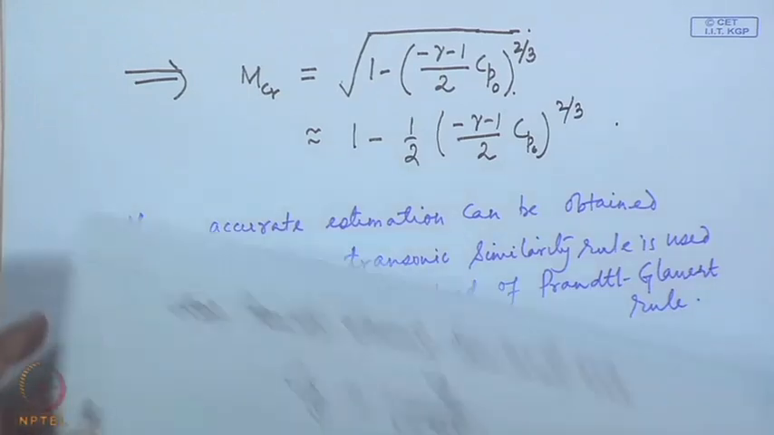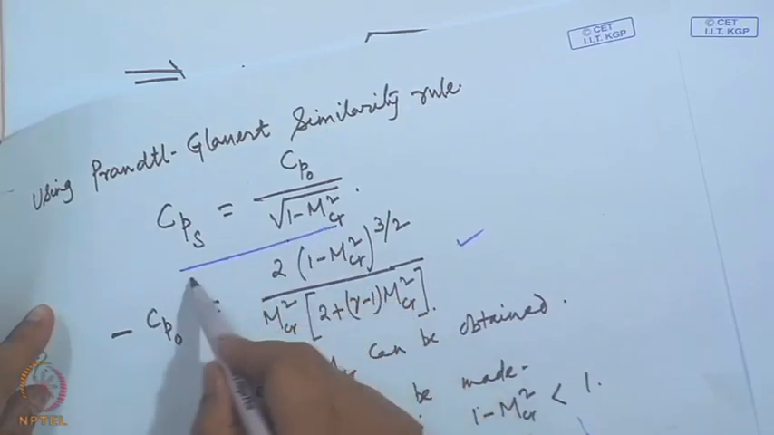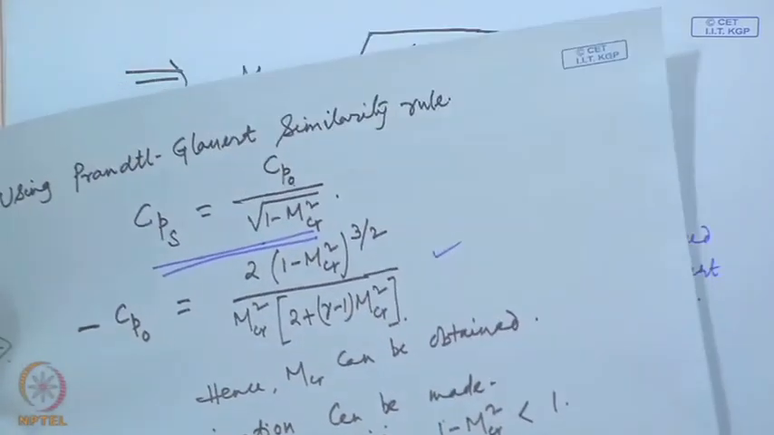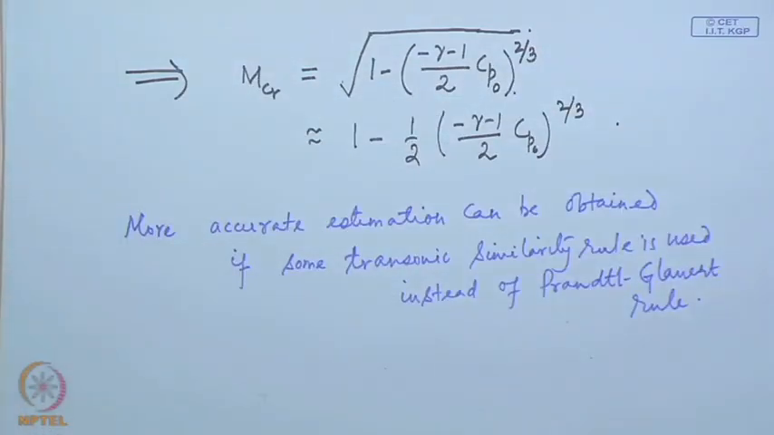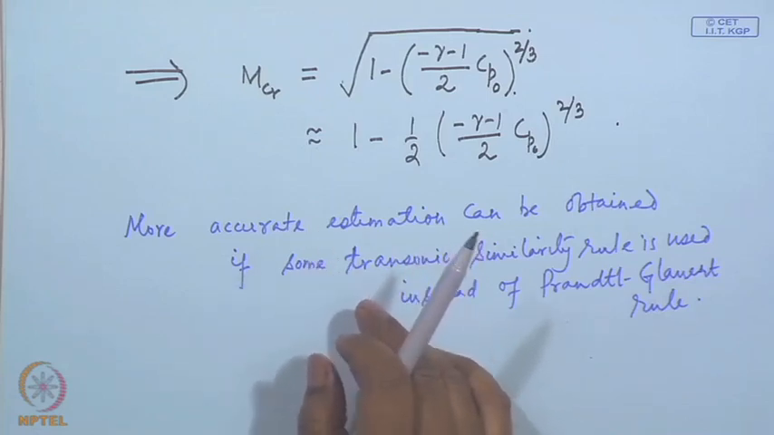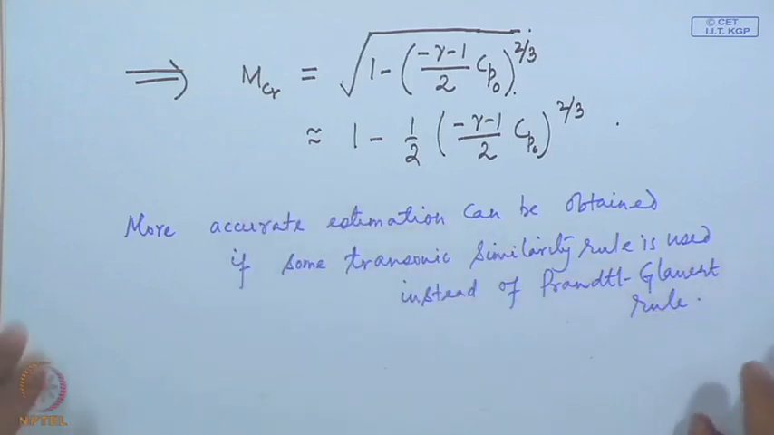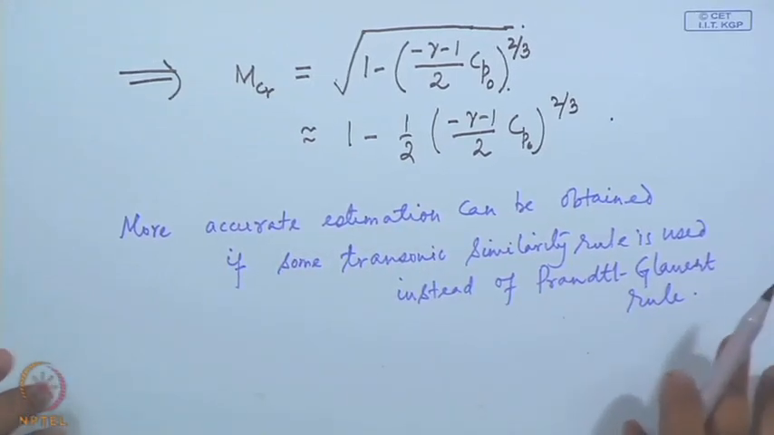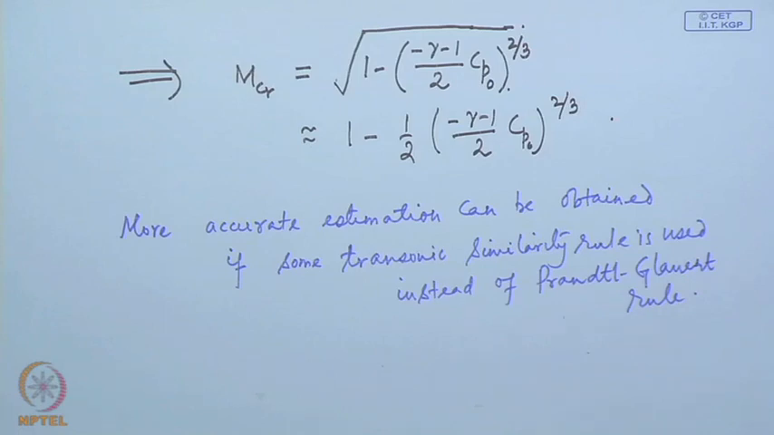That is, if we replace this by some transonic similarity rule, we can get a better estimate of the critical Mach number. However, even the Prandtl-Glauert similarity rule is quite acceptable. So, we have discussed how quite easily an estimate of the lower critical Mach number can be obtained knowing the incompressible flow pressure distribution, or in particular the suction peak pressure.